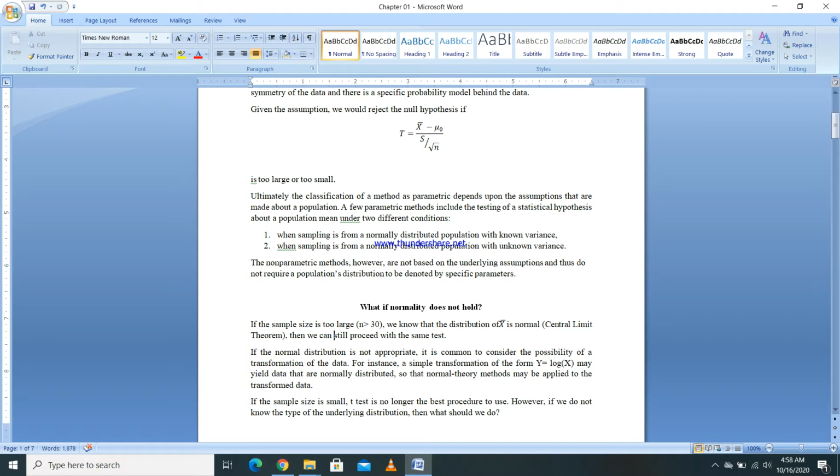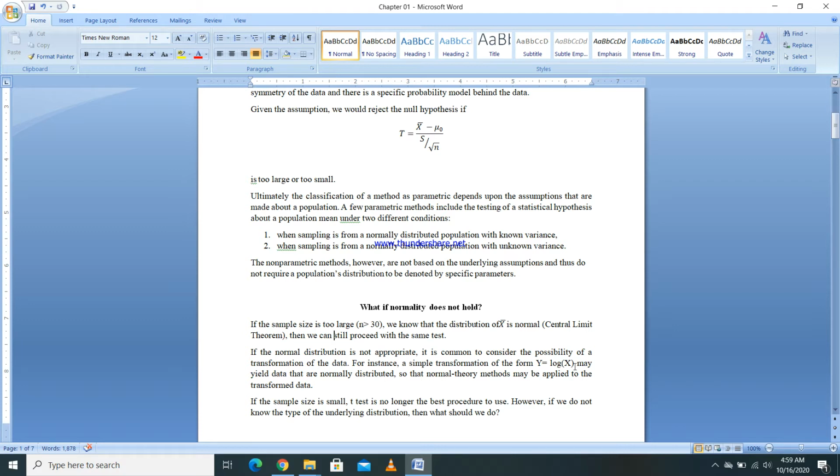When you have a sample, if the normal distribution is not appropriate, if you can't even use the central limit theorem, one possible way to go is to apply a transformation. For example, let's say we apply the transformation y equals log x. After applying the transformation, if you can assume normality, then you can go with normality. Then you can go with the parametric testings, right?